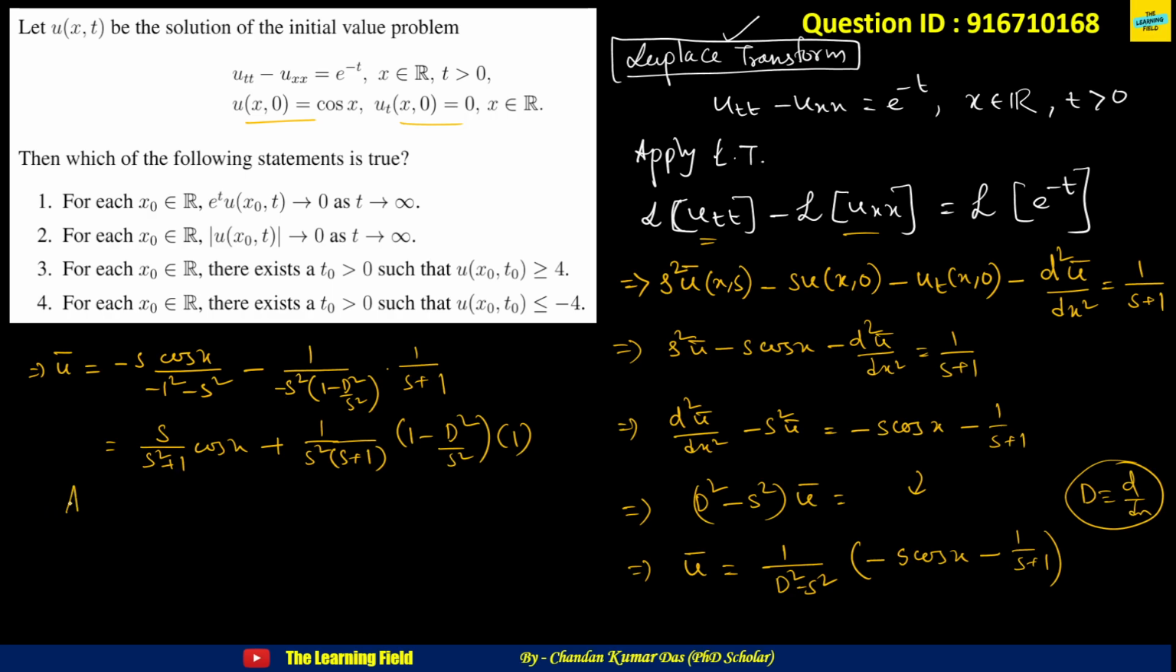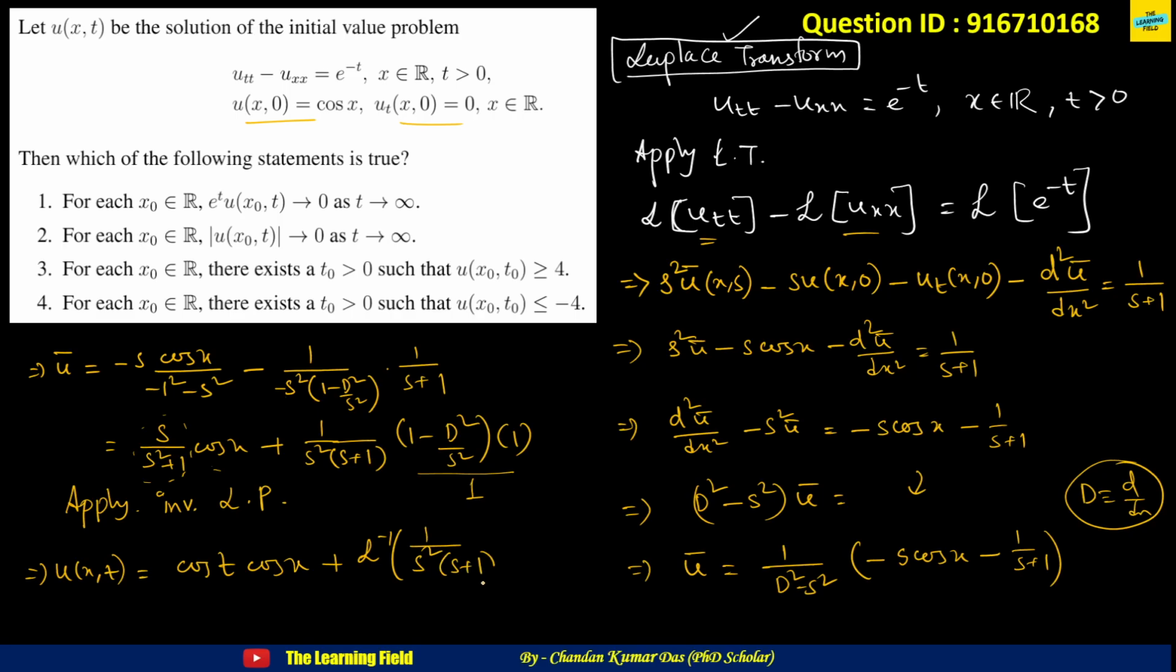Now if we apply the inverse Laplace transformation, we get u(x,t). The Laplace inverse of the first term, where the variable is t, is cos t times cos x, because D does not apply on it. Plus the value is 1, plus the inverse Laplace of this one, we can write 1 by s square into s plus 1.